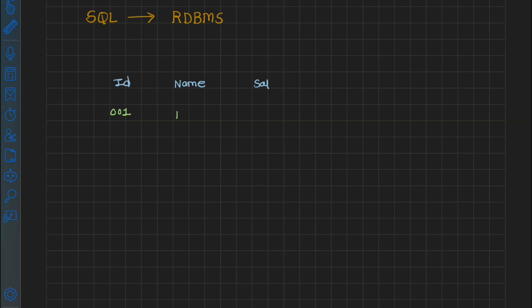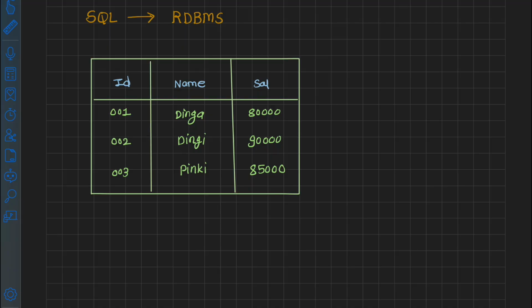Here are some records. 001, name is Dinga and salary is 80,000. The second is 002, name is Dingy and salary is 90,000. After that, 003, name is Pinky and salary is 85,000. This is the table, and the table name is employee, EMP.